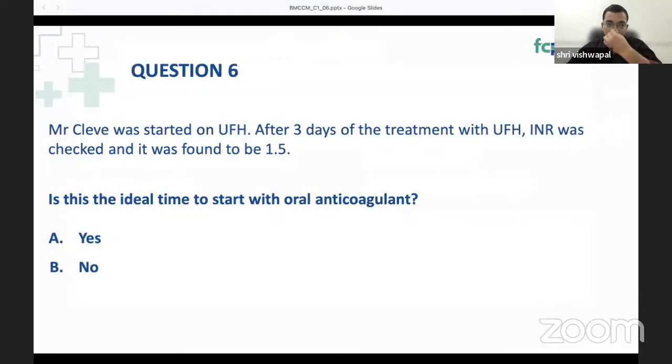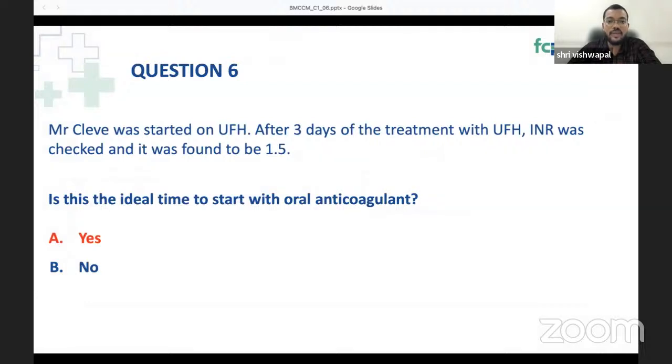Right. So we have started heparin for Mr. Cleve, and after 3 days of treatment, the INR was checked and found to be 1.5. This is the ideal time to start an oral anticoagulant. So when could we start the oral anticoagulant? Okay, if it is yes, then it's a correct answer.